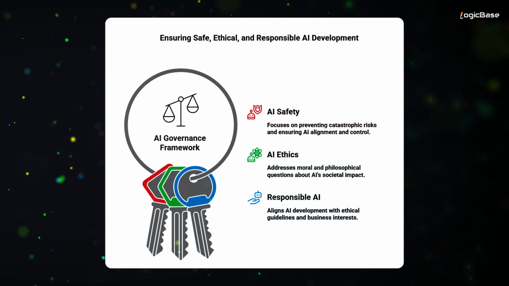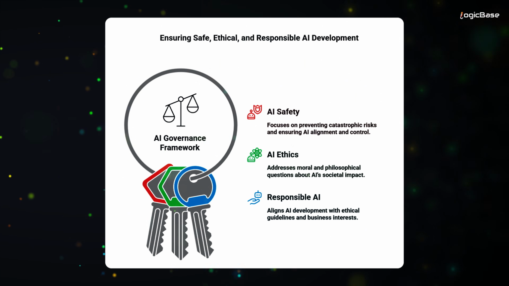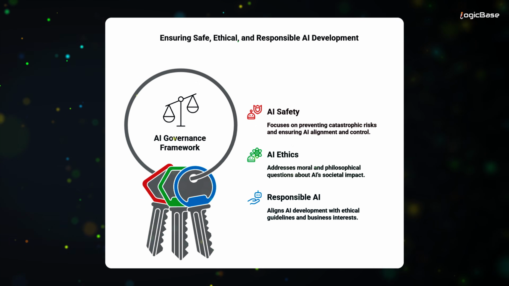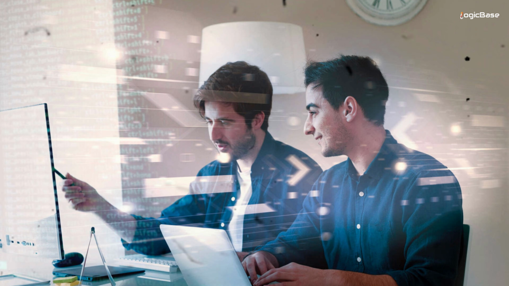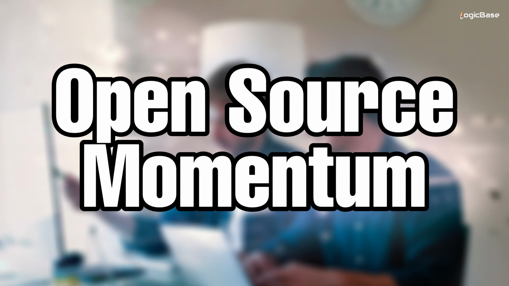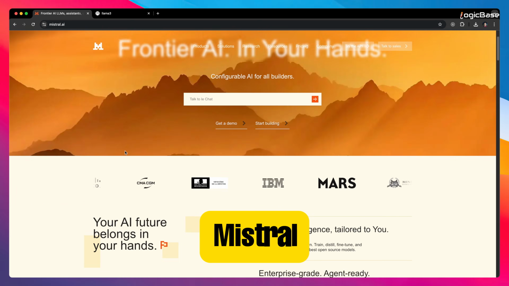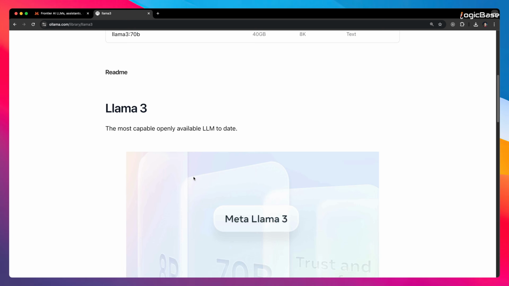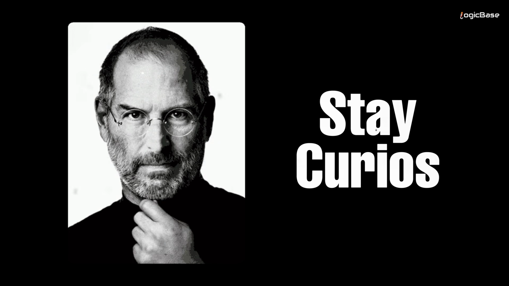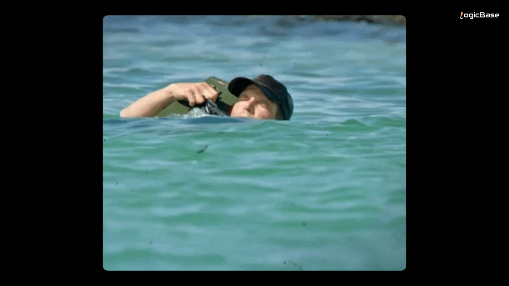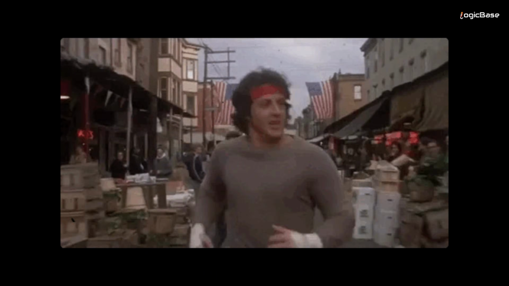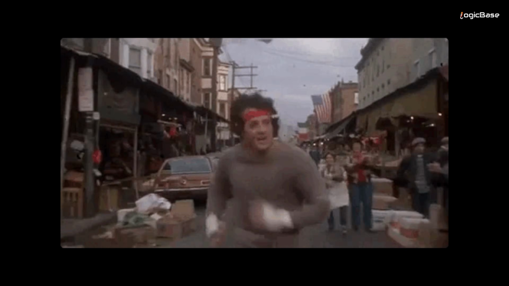AI safety and ethics, understanding bias, misuse, and responsible deployment. It matters as much as coding. And the final one is open source momentum. Tools like Mistral and Llama 3 are catching up fast. Stay curious, read changelogs, join communities, and keep experimenting. That's how you keep your cafe alive in this ever-growing city.